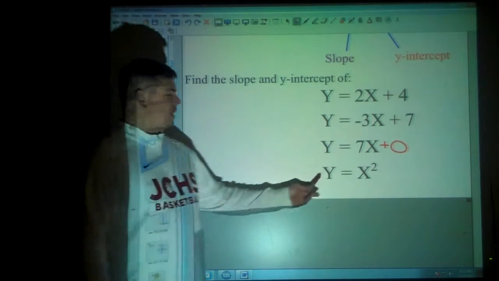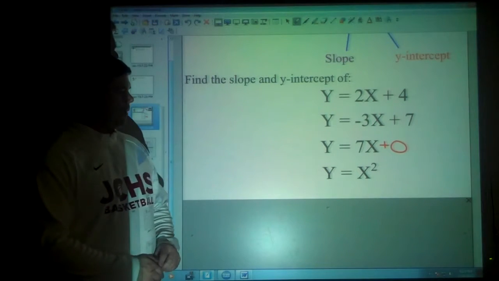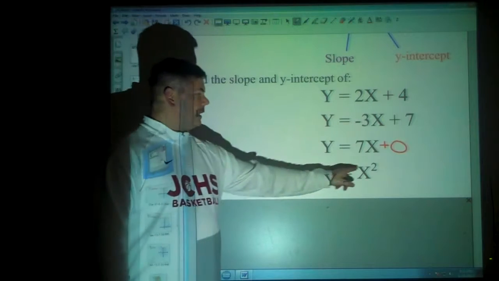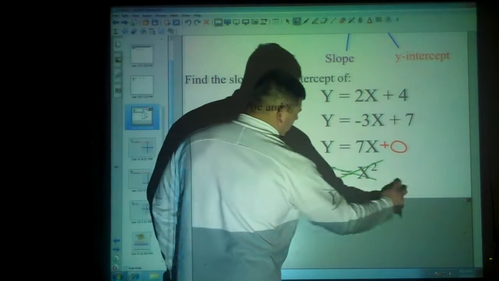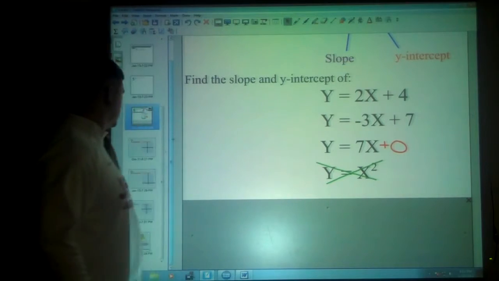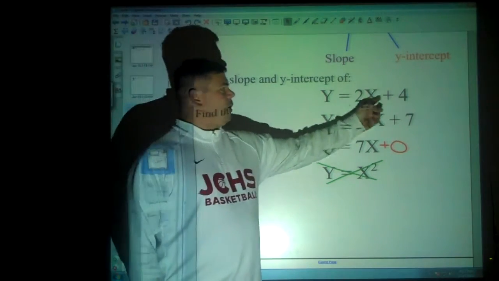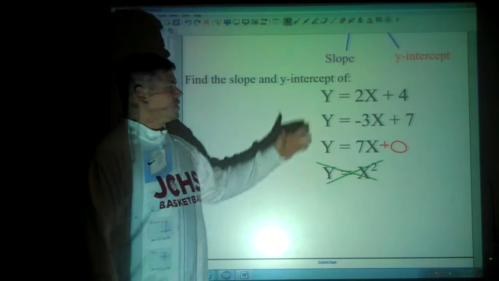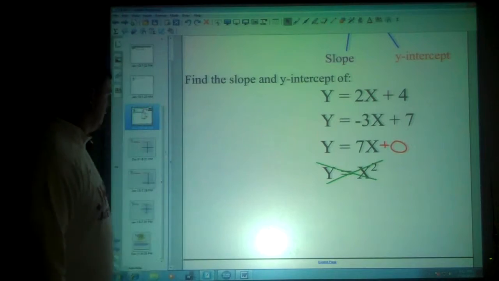Or if you see y equals x squared. Now y equals x squared is not slope-intercept form. This is not a linear equation. So I put that one up there to trick you. There's no slope on that one. There's no y-intercept necessarily from that. So you've got to be careful. It must be in this form of y equals mx plus b. If it's subtraction, you can change it to plus negative, and you'll have y equals mx plus b.